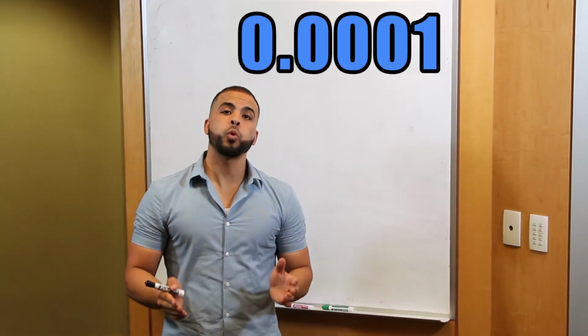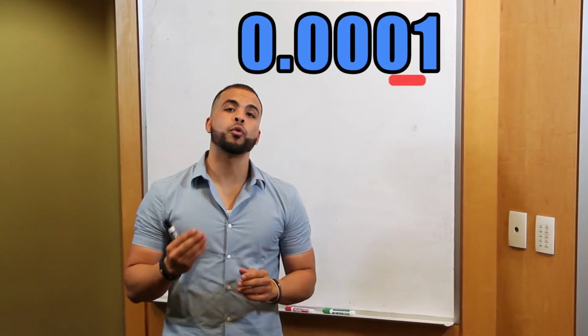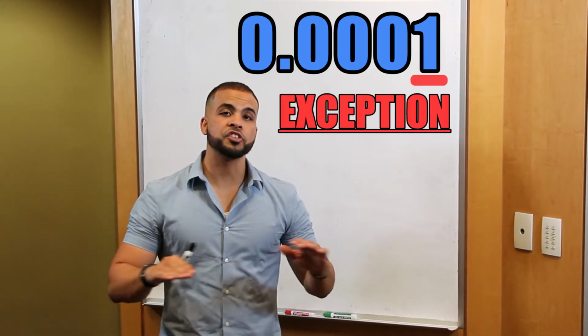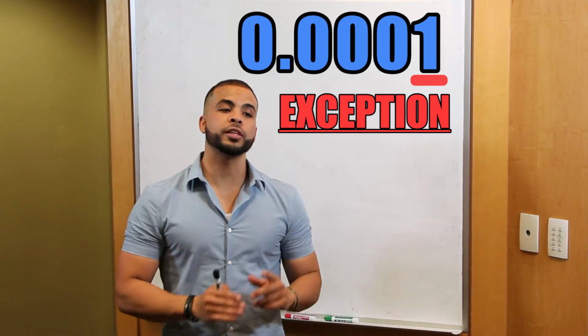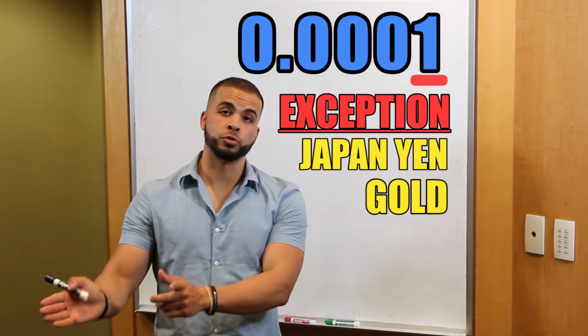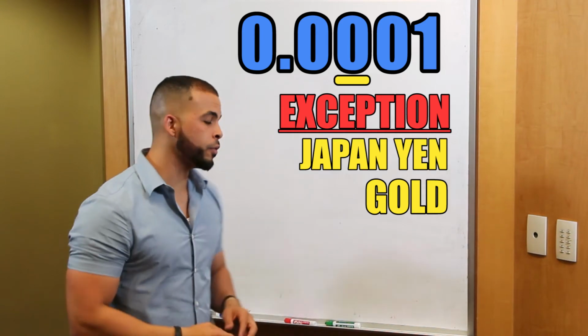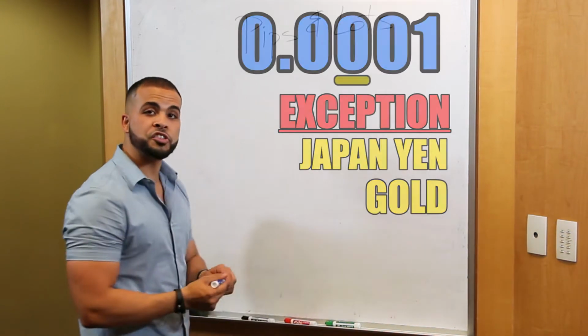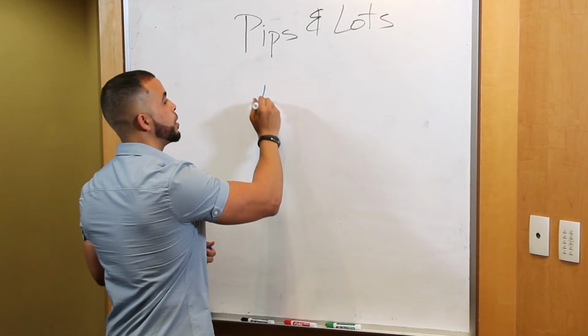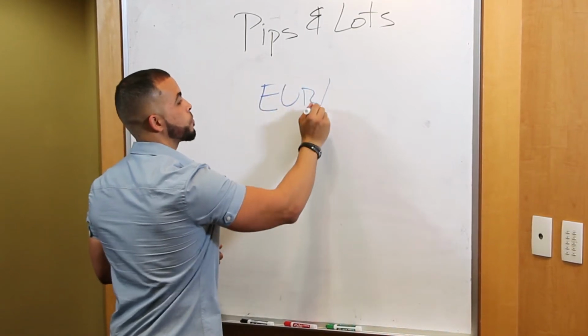When currencies are quoted, they are usually quoted on the 4th decimal place. Any exception to this rule is when you're trading the Japanese yen or the gold standard. Those are traded in the 2nd decimal place. Let me give you an example of what I mean. Let's say you're trading the euro against the USD, right?